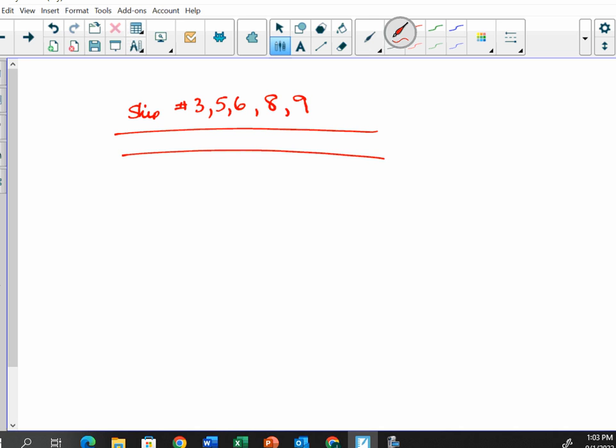All right, guys, skip 3, 5, and 6 off the front. So that's half of them on the front. And then on the back, skip 8 and 9.